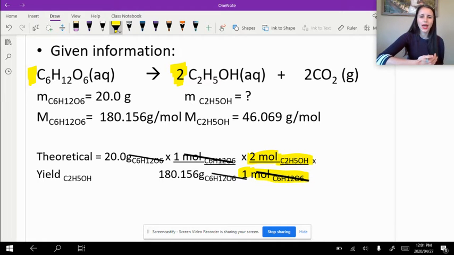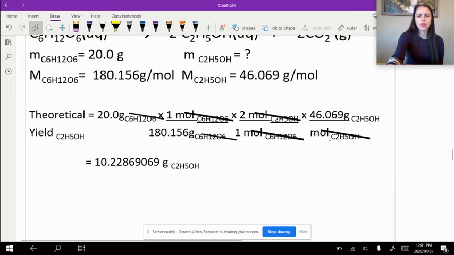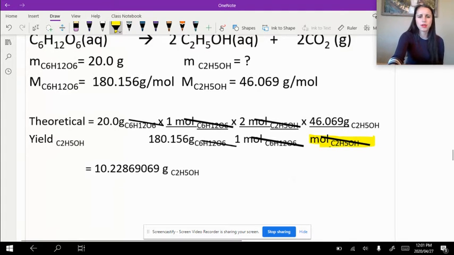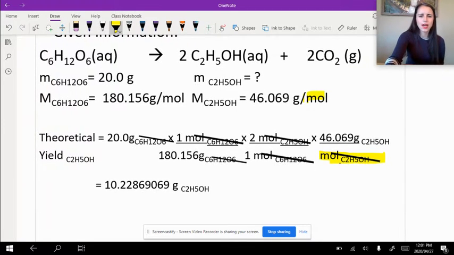So now I need to figure out how to cancel out those moles of ethanol. The only other place that I see moles of ethanol is in this molar mass here. So I'm going to write moles of ethanol in the bottom part of my fraction here. By writing my moles of ethanol in the bottom part of my fraction, the top part of my fraction is going to be this number here, this molar mass, this grams of ethanol.